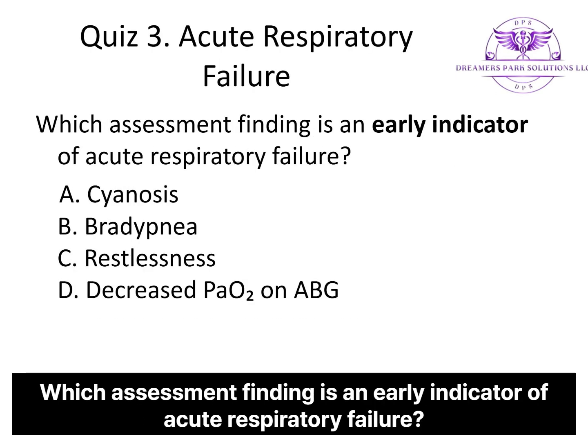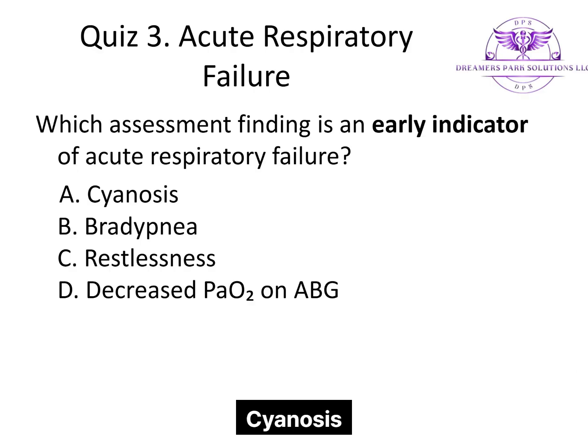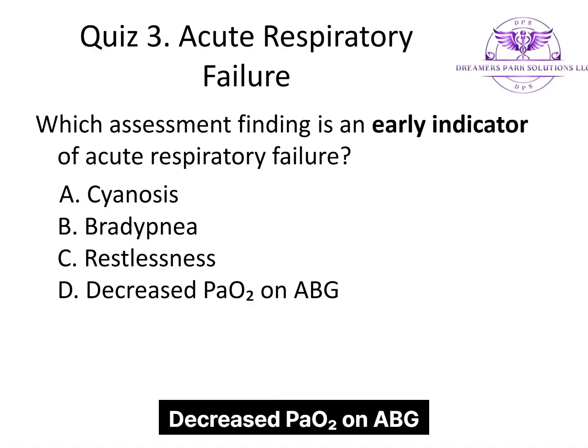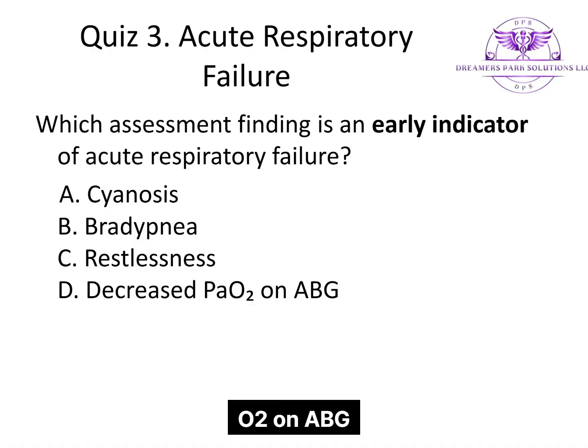Which assessment finding is an early indicator of acute respiratory failure? A. Cyanosis. B. Bradypnea. C. Restlessness. D. Decreased PaO2 on ABG.